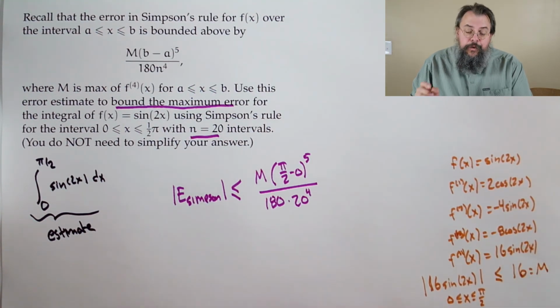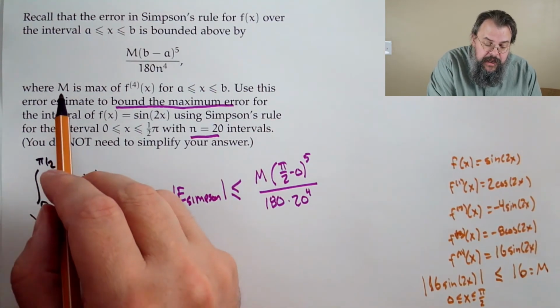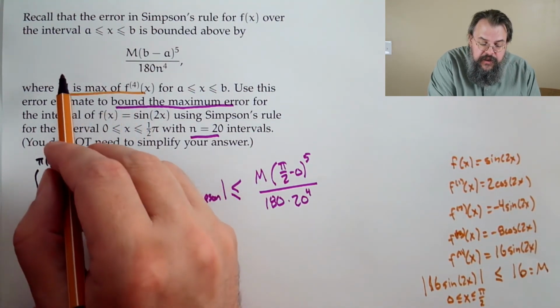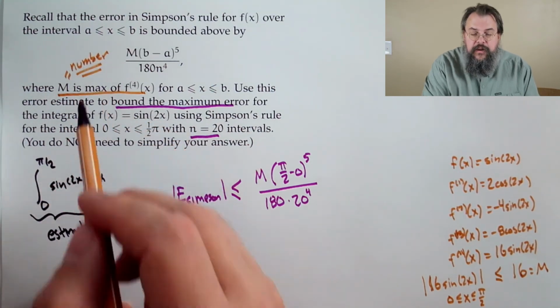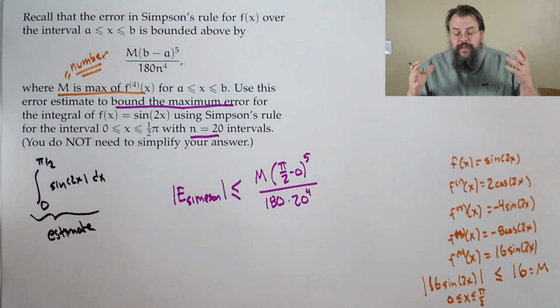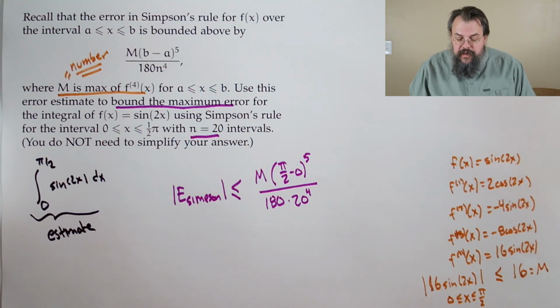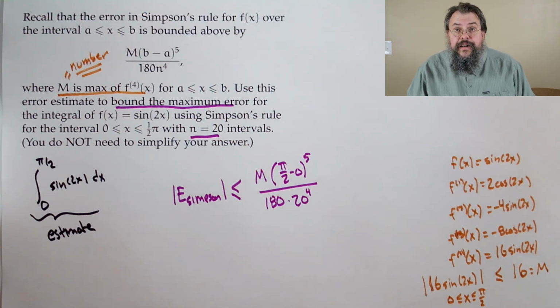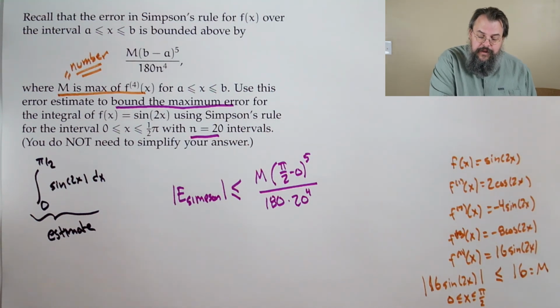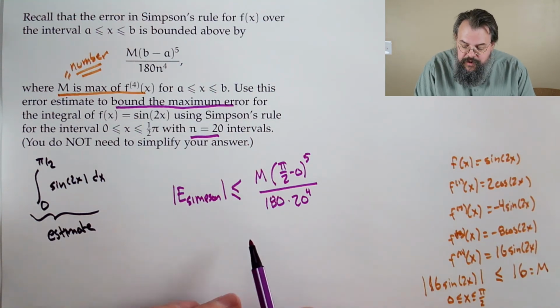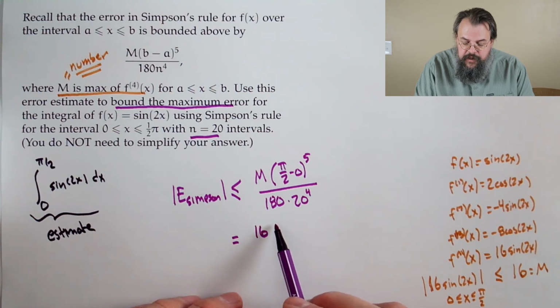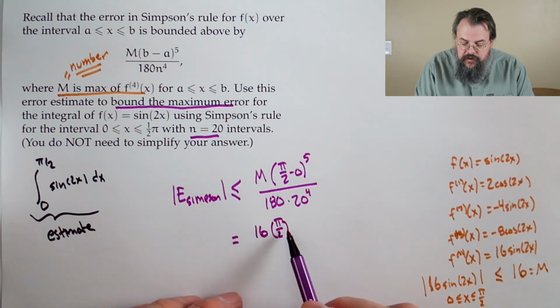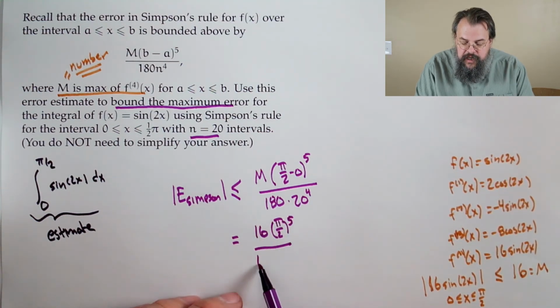That's M. M is a number. It's not a function, it's a quantity, something that we're bounding by. And now we're basically done. We just plug in: we have 16, then pi over 2 to the 5th, then 180 times 20 to the 4th.